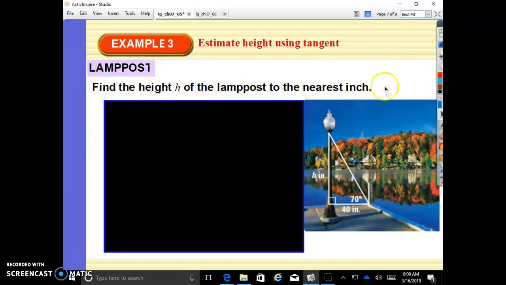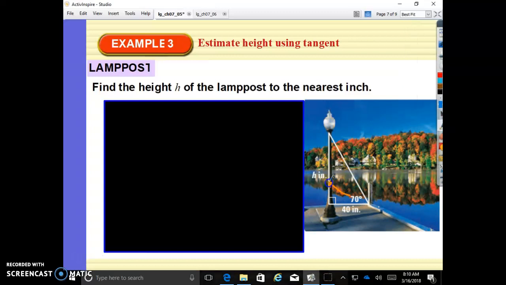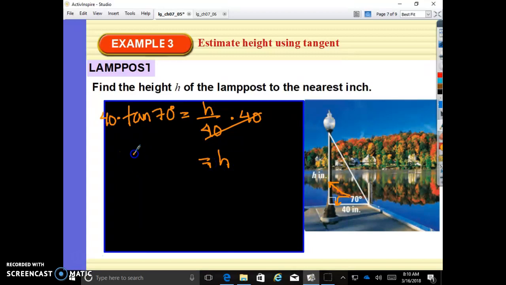Find the height of the lamppost to the nearest inch. So we're looking for this height. We're looking for opposite, we have adjacent. Opposite and adjacent go with tan. So we have tan of 70 degrees equals opposite over adjacent. So multiply by 40 on both sides. And that leaves us with H equaling 40 tan 70. So this is 40 times tan 70.